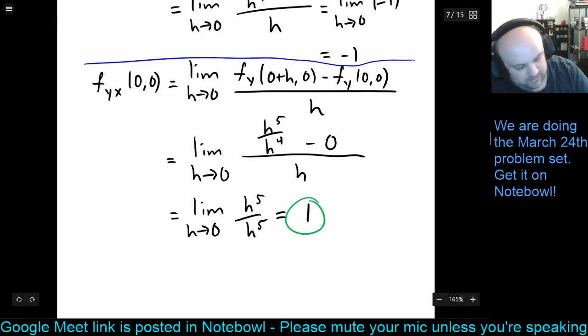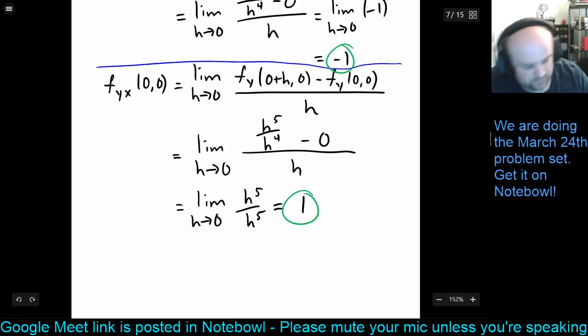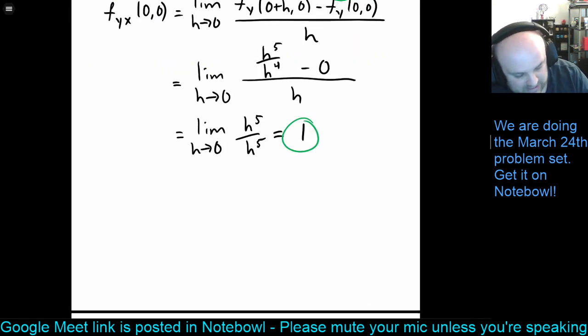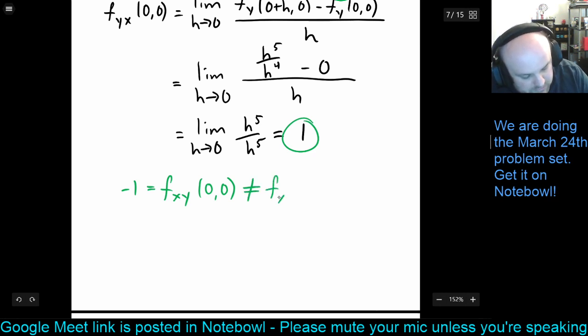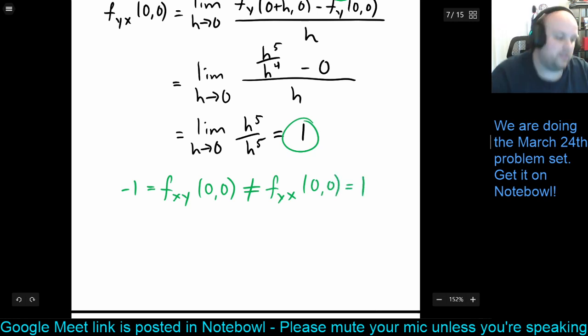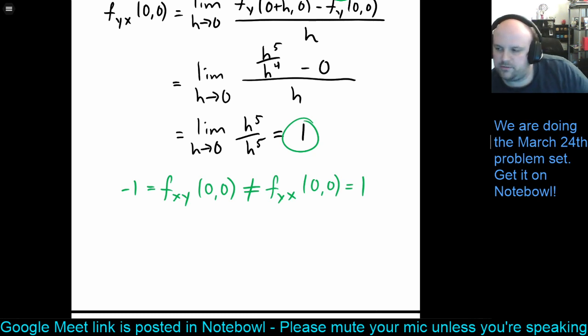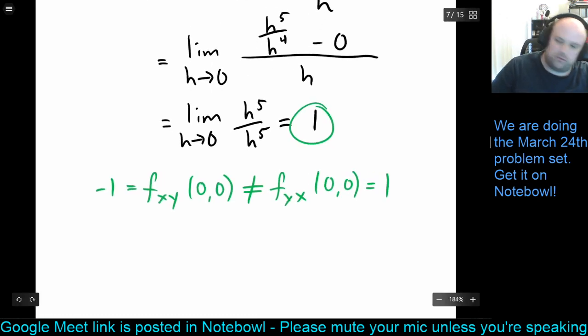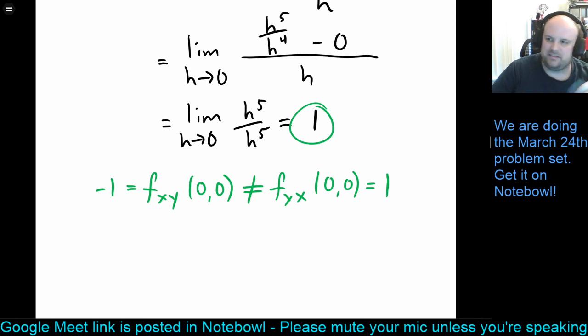So here we get a 1, here we get a -1. So we have -1 is fxy at 0, 0. But that's not equal to the derivative in the other order. Right? So an important question there then is, is that a failing of Clairaut's theorem, the one that says the second partials should be the same? And the answer is no, it isn't.